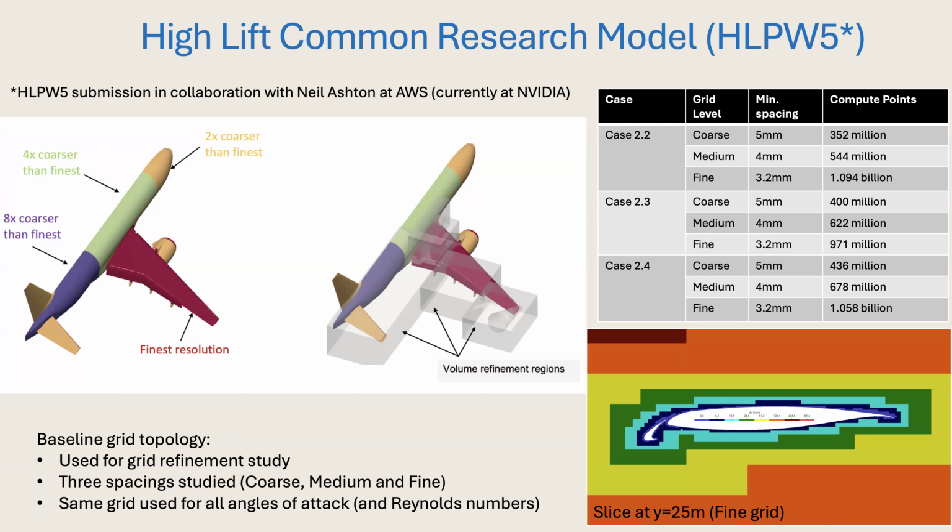That's a very simple geometric shape. And then he finalized his coarse grid topology. And then he ran coarse, medium, fine. That's 436 million, 678 million, and 1.05 billion, with the 5 millimeter, 4 millimeter, 3.2 millimeter minimum spacing. And these are like flight scale model spacing.